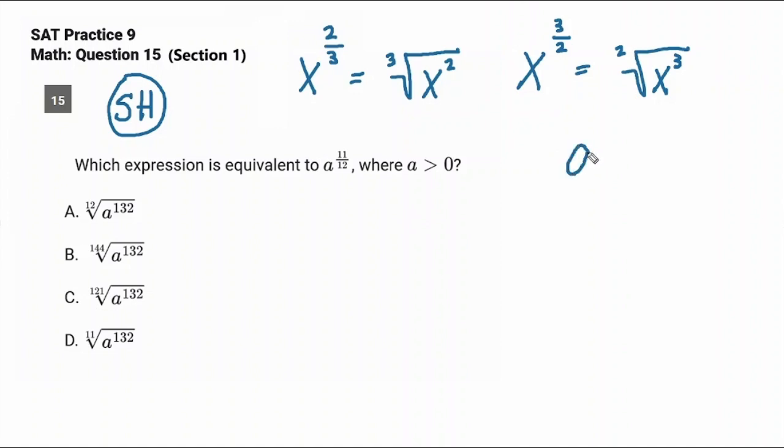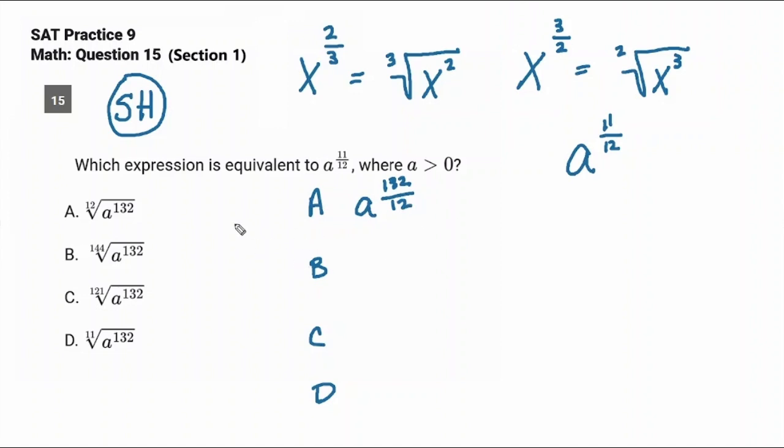So we're looking for a to the 11 over 12. I'm going to write a, b, c, d here vertically, kind of spaced out. And I'm just going to go in here. So a to the what? To the 132 goes on top, and what goes on bottom? 12 goes on bottom. Okay?